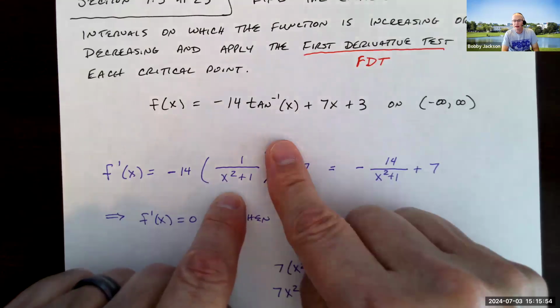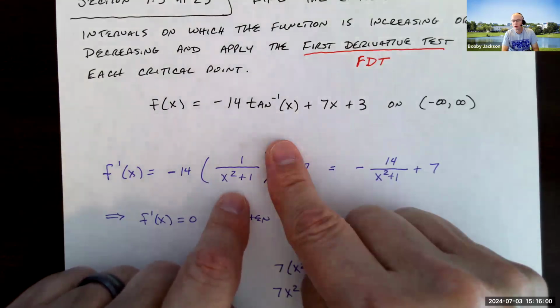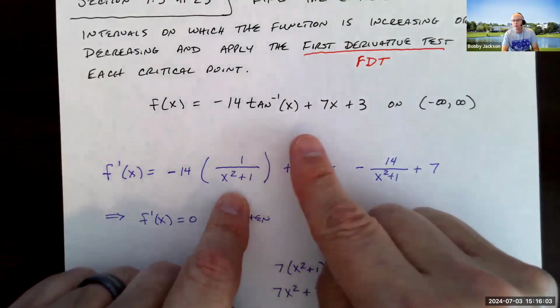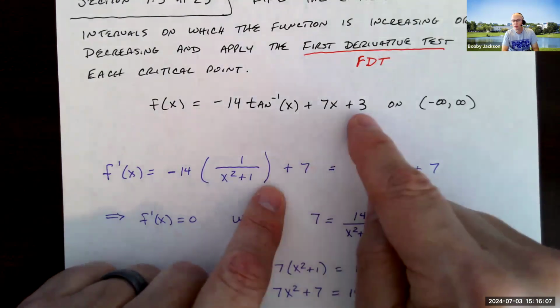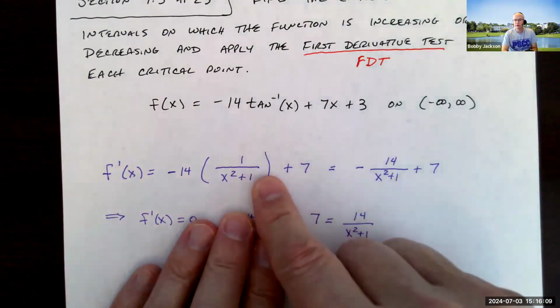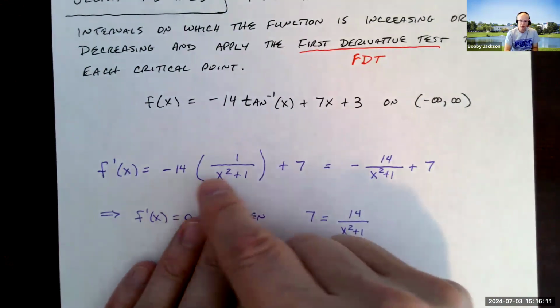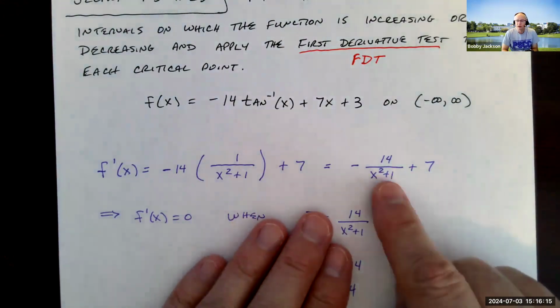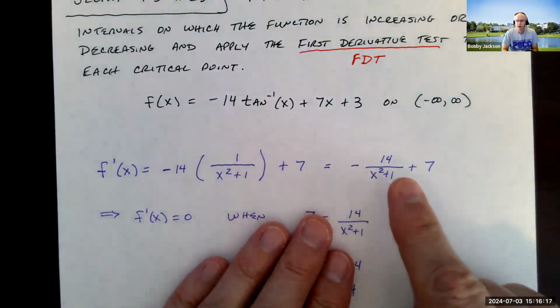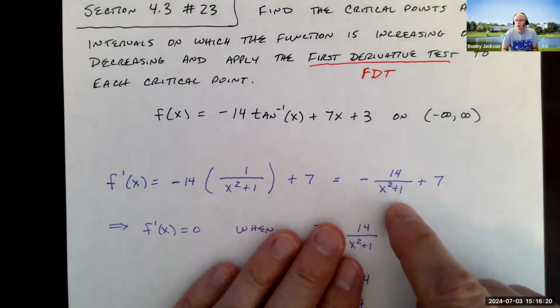I show you how to do that in the lecture video for the section on the derivatives of the inverse trig functions. Okay, derivative 7x, so plus derivative 7x is plus 7, derivative 3 is 0. So here's my derivative. Go ahead and multiply the -14 times this, gives me this fraction. Okay, and so now the critical points are where this function is 0 or undefined.